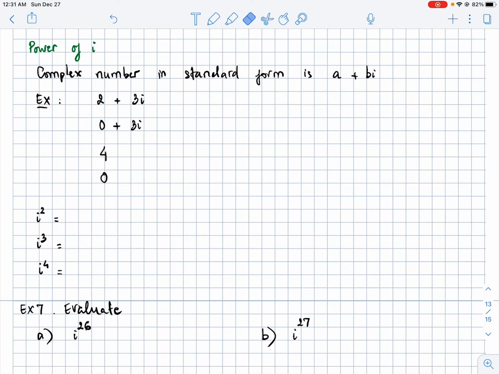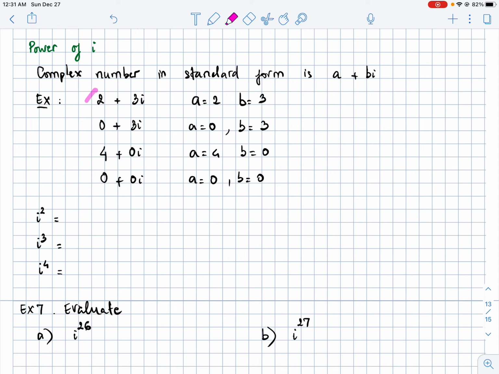A complex number in standard form is a plus bi. For example, 2 plus 3i, where a is 2 and b is 3. The second one, a is 0 and b is 3. 4 we can write as 4 plus 0i, so a is 4 and b is 0. What if we have 0? Then a is 0 and b is 0 because we add 0i.